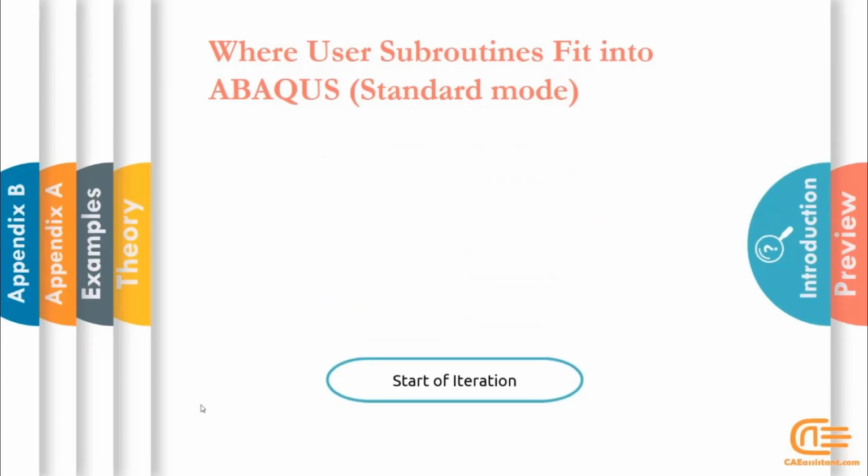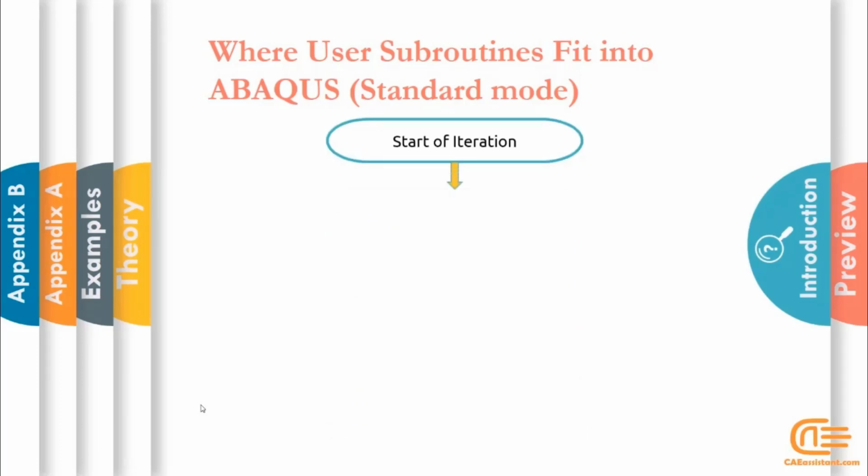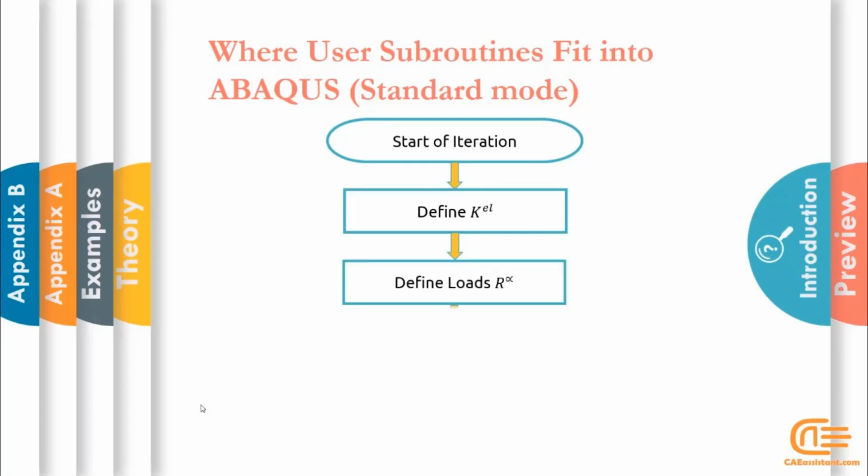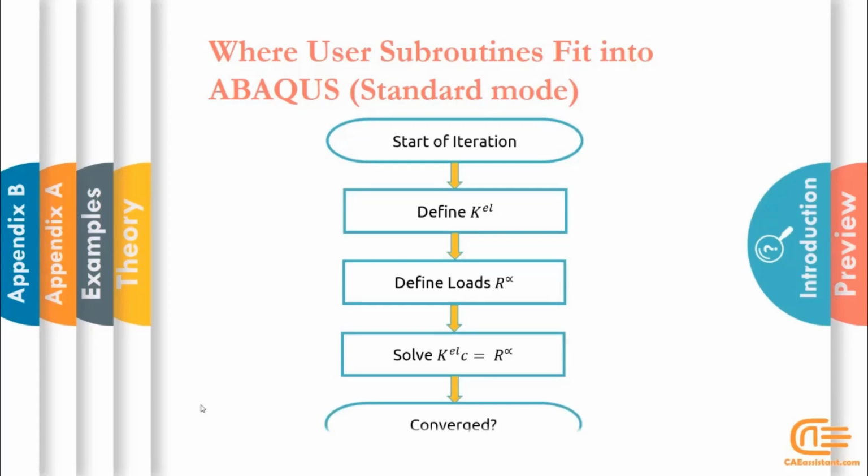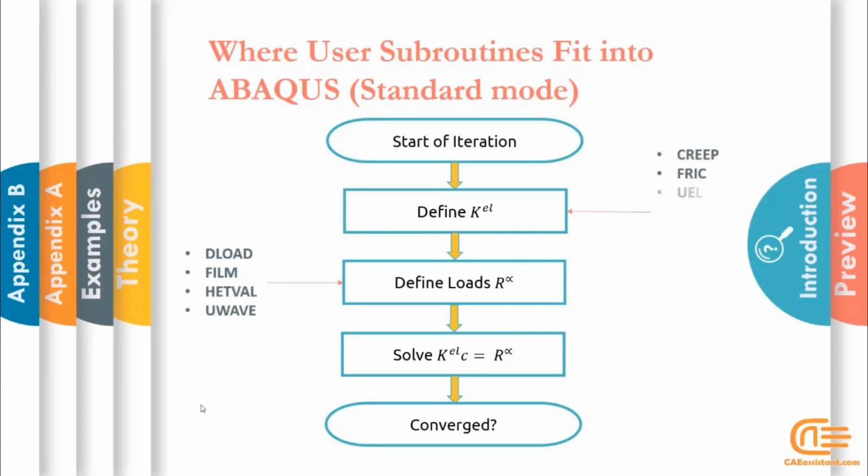After the starting of iterations, a stiffness matrix K is created, and after that the loads are defined. Then the differential equation is solved. Each subroutine in each of these steps defines a part of the simulation that cannot be defined with the tools available in Abaqus.